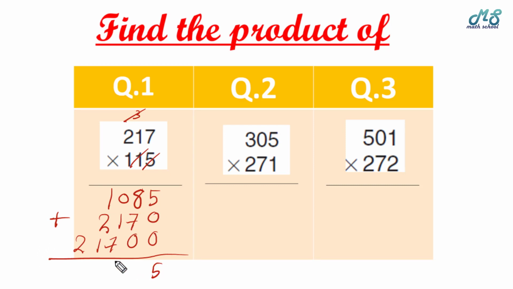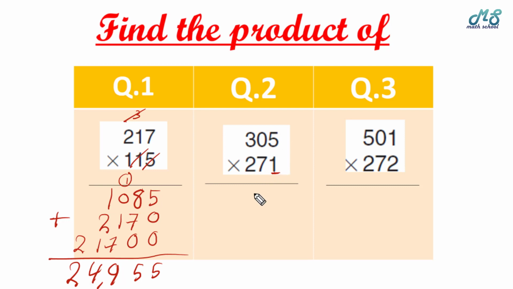5, 8 and 7 equals 15. Write 5 and carry 1 over 0, it will be 1. 1 and 1, 2. 2 and 7 equals 9. 1 plus 2 equals 3 plus 1 equals 4. Finally, bring down 2. Now the product is 224,955. Next, 305 times 271.